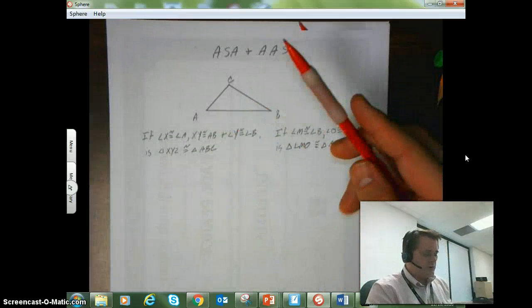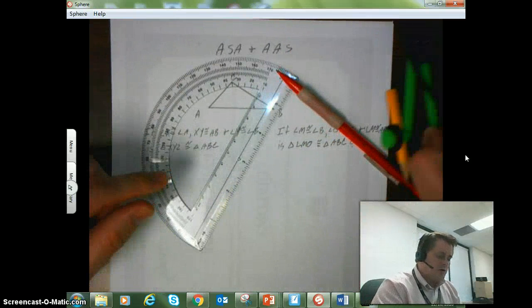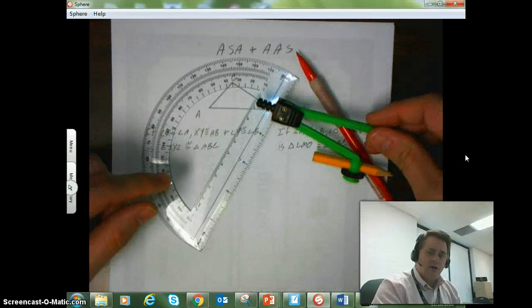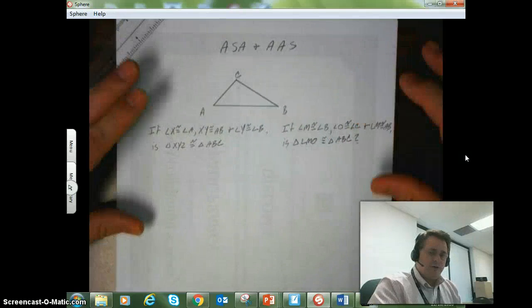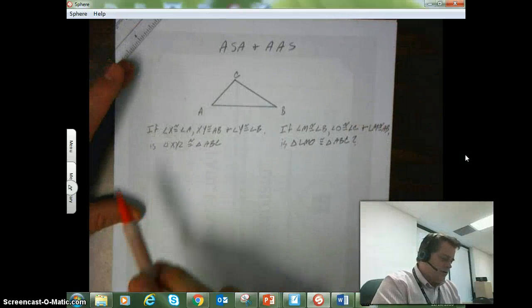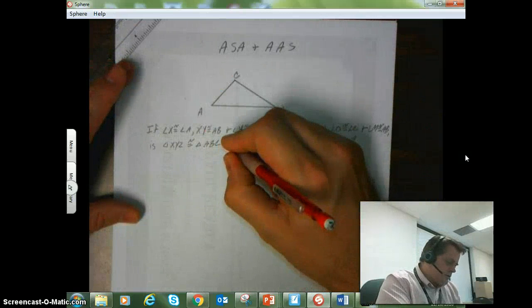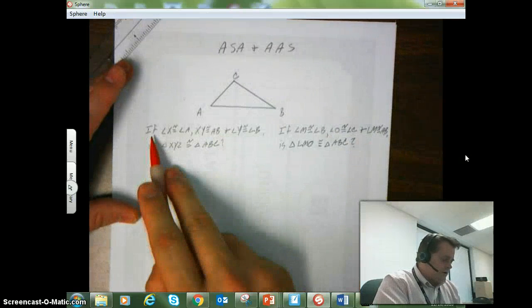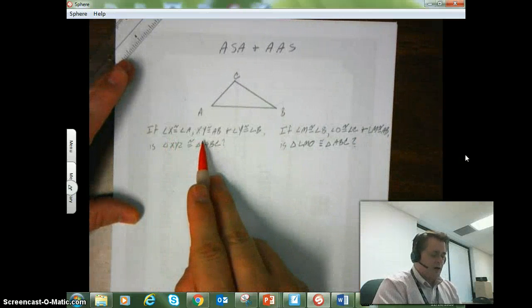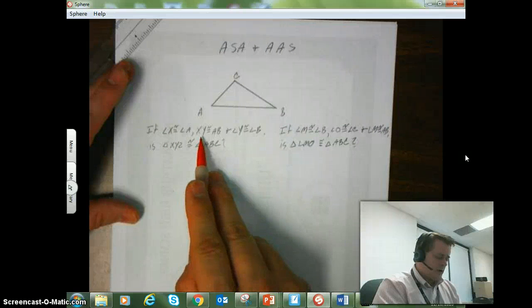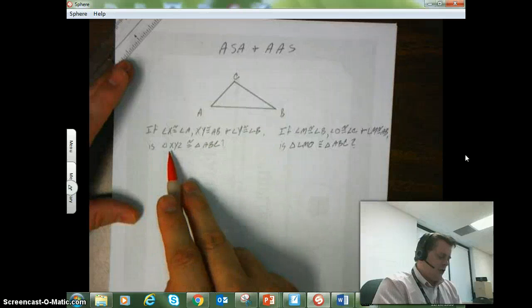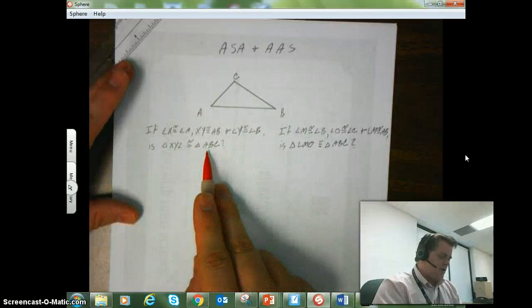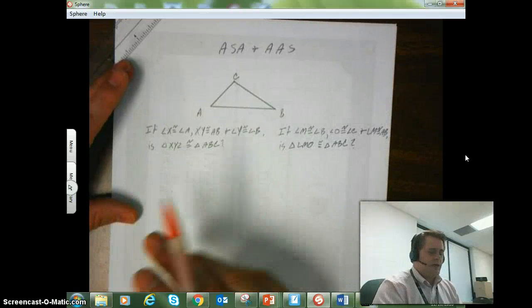So with our constructions, again, we're going to need a straight edge and a compass. Let's go ahead and see what we get. So I have two questions here. I have, if angle X is congruent to angle A, and XY is congruent to AB, and angle Y is congruent to angle B, will this triangle XYZ be congruent to the triangle ABC?